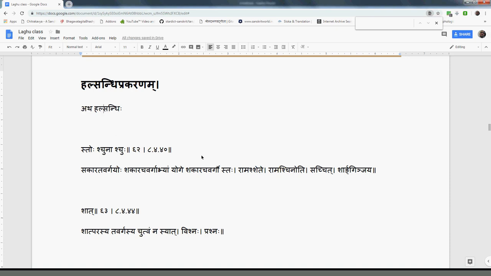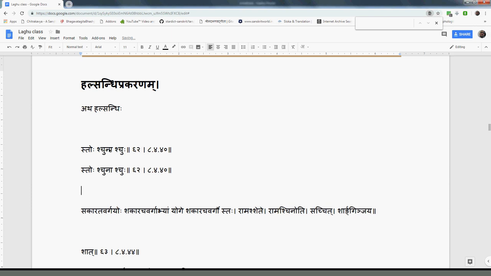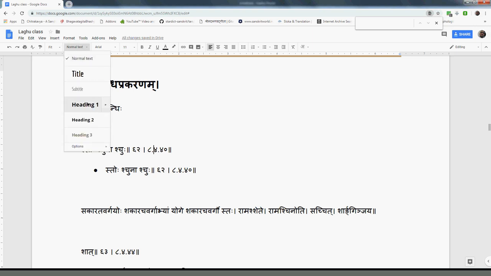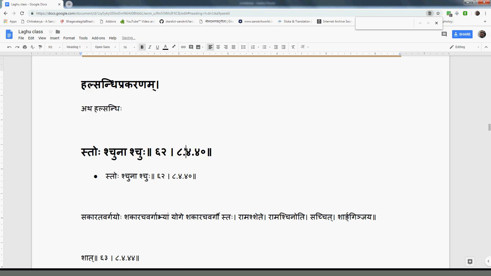HalSandhi, between hal, whatever sandhi is there, that is called HalSandhi. The first sutra here is stosh chunashchuhu. Stosh chunashchuhu is the first sutra in HalSandhi in laghu prakriya. In the laghu sequence, this is 8.4.40. See, eighth chapter, fourth pada. In the last chapter, the last pada, and this is a part of what? It is a part of Tripadi.